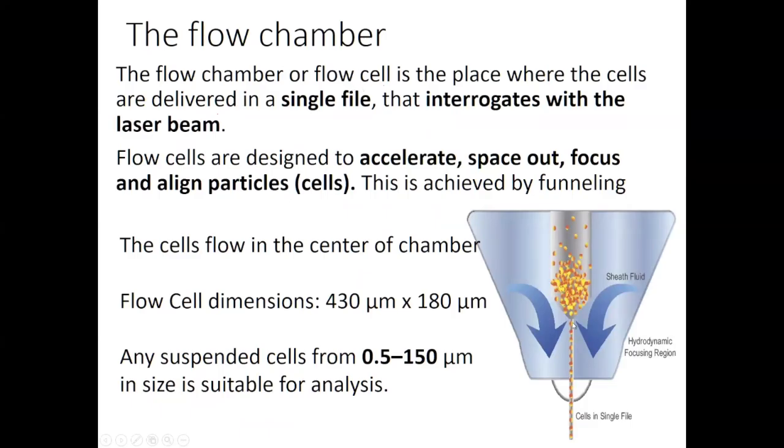The flow chamber or the flow cell is a place where the cells are delivered in a single file pattern. Why do you want the cells to go in a single file or one after the other? Why can't they go in twos and threes as a clump or together? Because the ultimate idea is the laser beam should hit one cell at a time. Only then will it be properly studied. Only then will the scatter pertain to that cell.